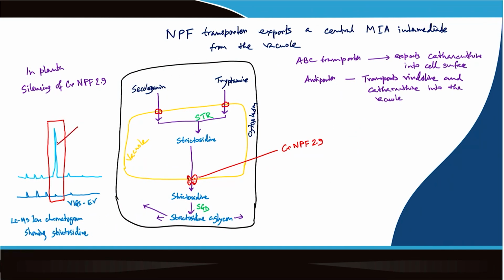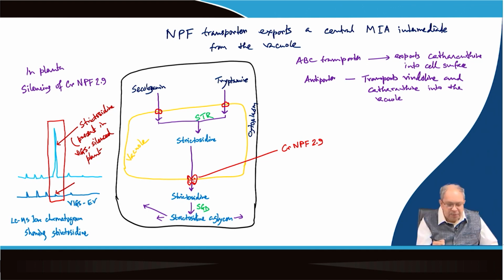This peak is basically for the strictosidine, which is present in the silenced plant, whereas in the wild type plant or the control plant, strictosidine is not present, because strictosidine will immediately convert into strictosidine aglycone. So, this is the way to characterize once you have made the function disrupted. Strictosidine cannot be transported out, and therefore, if the extract is made and run in LC-MS, strictosidine can be detected.